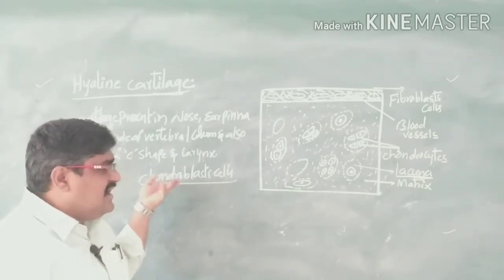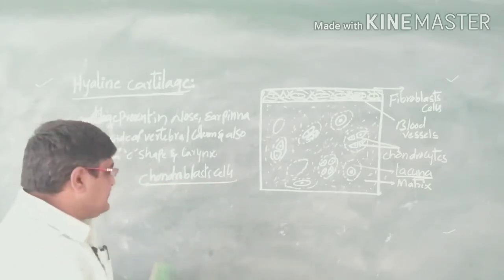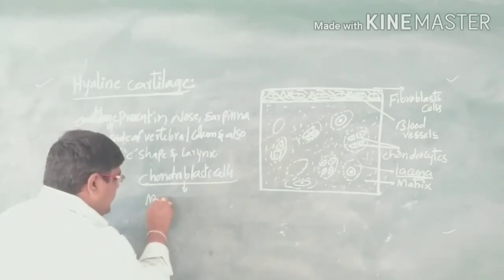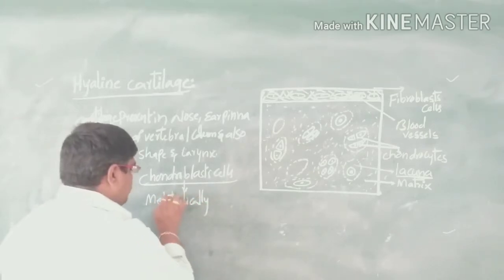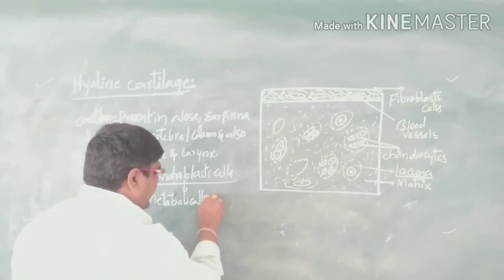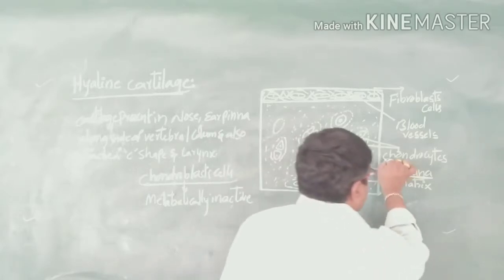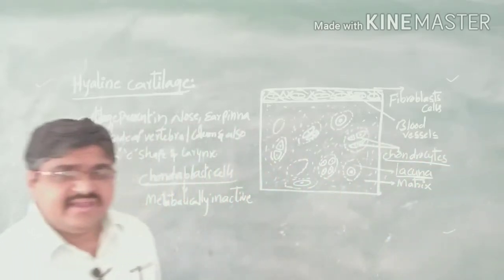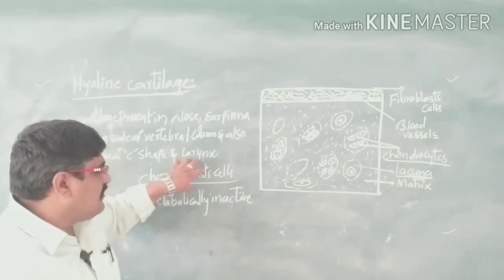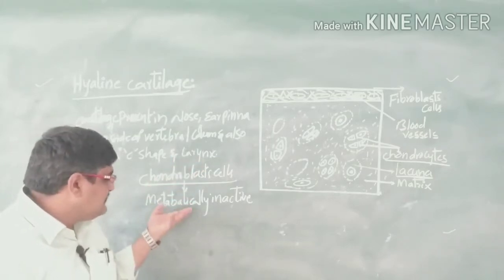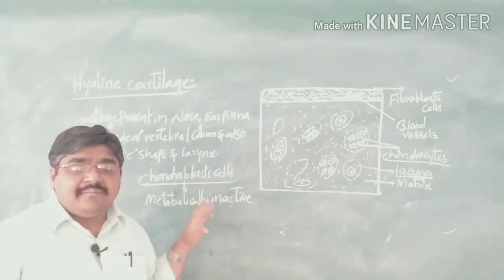The chondroblast cells, when they become inactive, that means metabolically inactive, such types of cells we call chondrocytes. So the chondroblast cells will produce the chondrocytes, which are metabolically inactive types of cells.